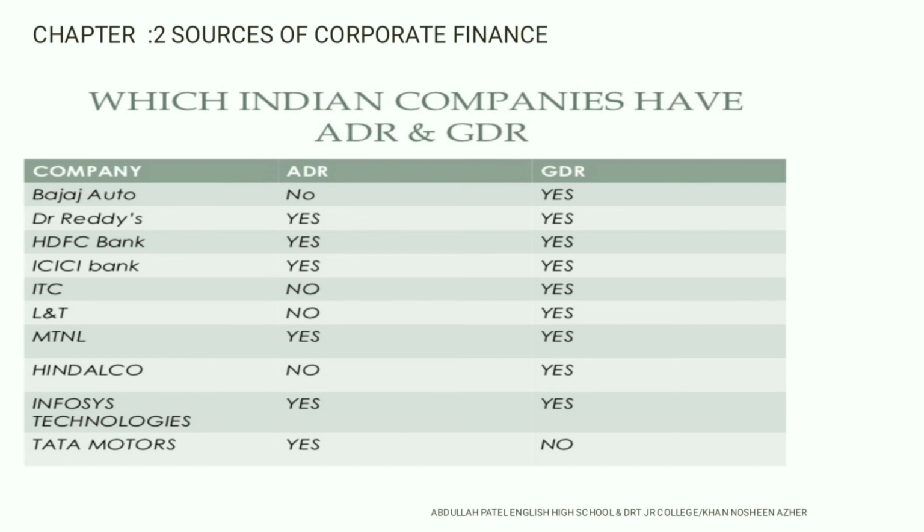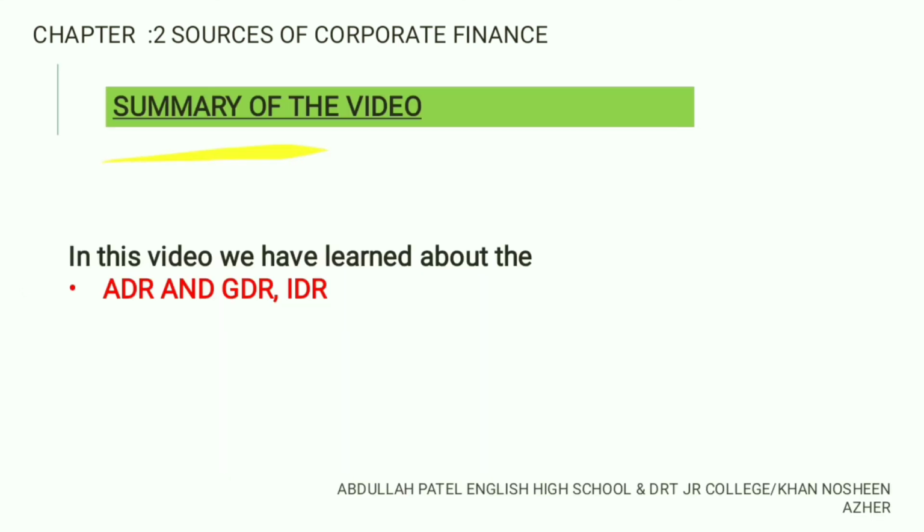Here are some examples where Indian companies are issuing ADR and GDR to their foreign investors, like Bajaj Auto, Dr. Reddy, HDFC Bank, ICICI Bank. As you can see, ICICI Bank has foreign investors from America as well as from European countries. Like MTNL, again they have investors from America as well as European countries. Infosys Technology also has investors from America as well as European countries.